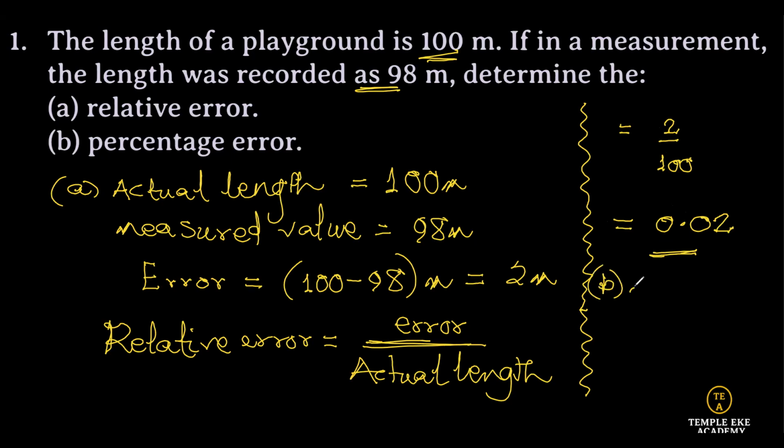So we can say the percent error is simply the relative error multiplied by 100. So we have 0.02 multiplied by 100. And that certainly gives us 2%. Our final answer. Very simple. Very, very simple indeed. All right, let's move on to the second question.